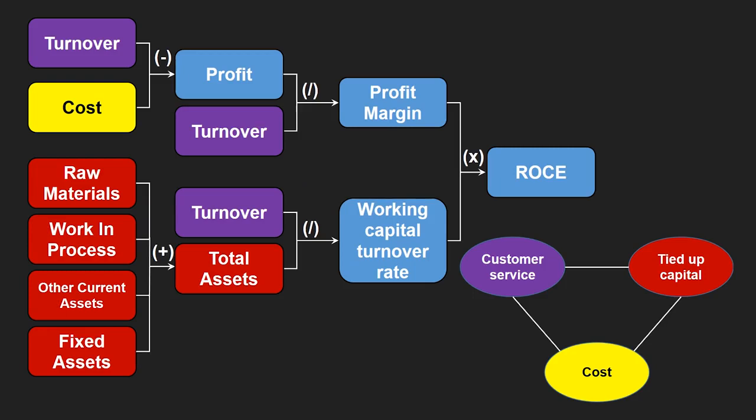If we look at the Dupont model, we can identify what part each of the three areas influence. Let's take some common situations that the companies want to achieve. For example, let's say that we want to improve the customer service. One way of doing this is to increase the amount of finished goods. This will lead to an increase in tied-up capital and high storage costs.